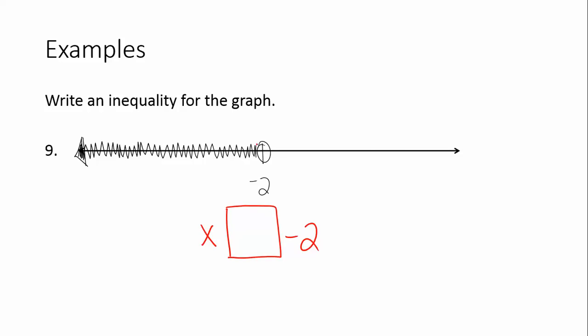Well, first of all, you have to notice it's an open dot, which means it's just less than or greater than. This indicates less than or greater than, not with the line underneath. That would be if it were colored in. And we are coloring or shading to the left. That's less than. We're talking about numbers less than -2. So the answer here is x is less than -2.